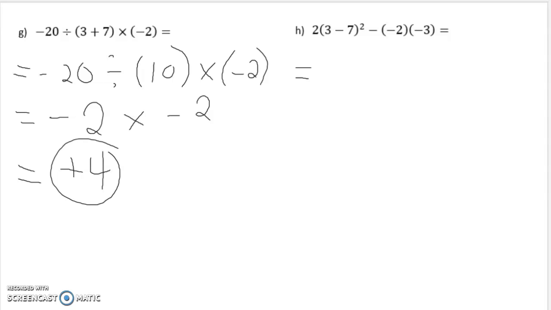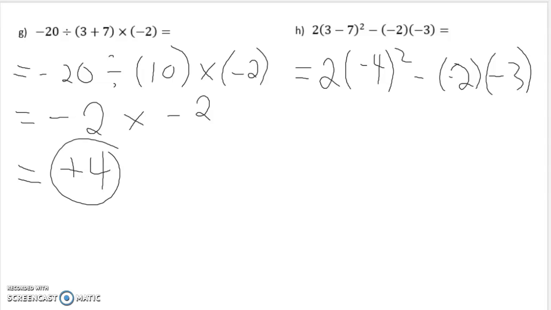So first things first is we have brackets, okay? So we can simplify what's in the bracket. So 2 stays out front. But then we have 3 minus 7, which gives us -4, and that's squared. And then we're going to subtract -2 times -3. Okay, so now our next step would be exponents.